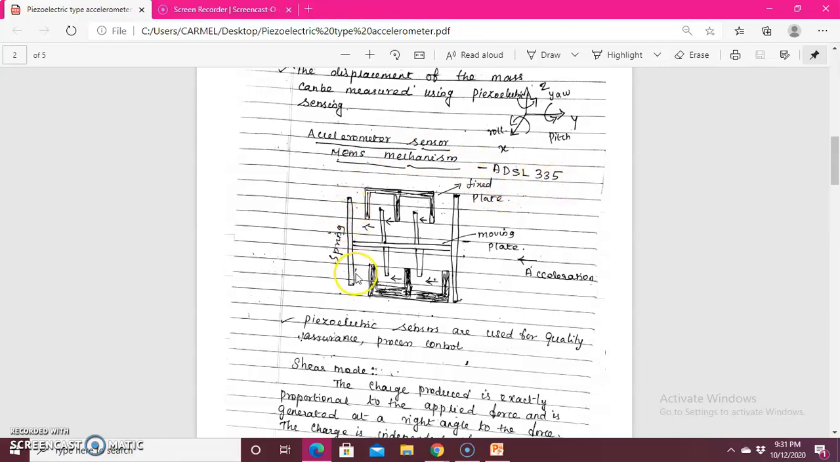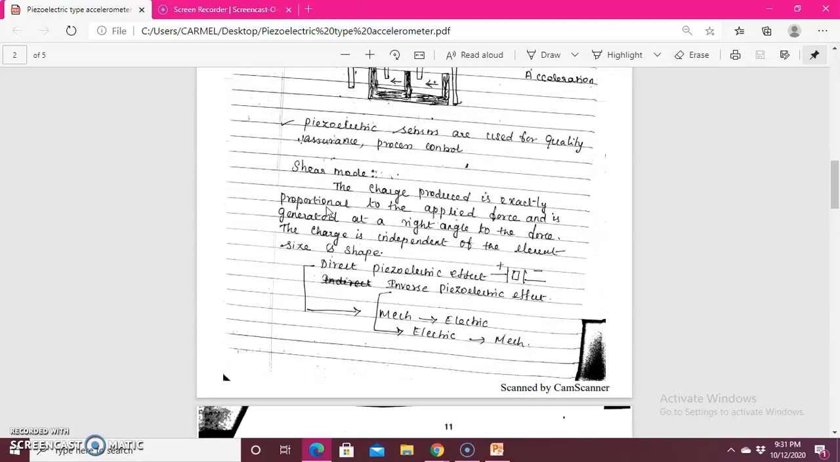So here we have a spring, the fixed end and the moving end. What will happen when a pressure or vibration is applied? Automatically the front and the back portion of this will get deformed. So this is how this accelerometer sensor works. This piezoelectric sensor is also used for quality assurance checking as well as process control applications. The charge produced is exactly proportional to the applied force and is generated at a right angle to the force. The charge is independent of the element size and shape. This is your shear mode operation.